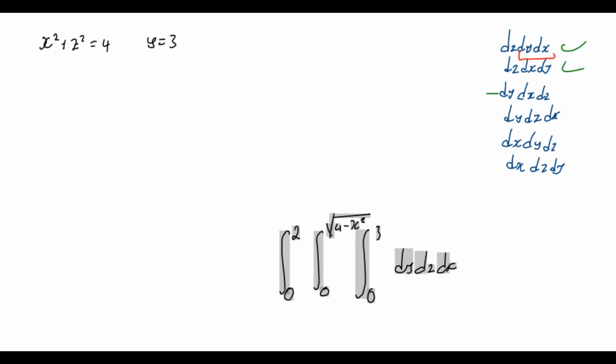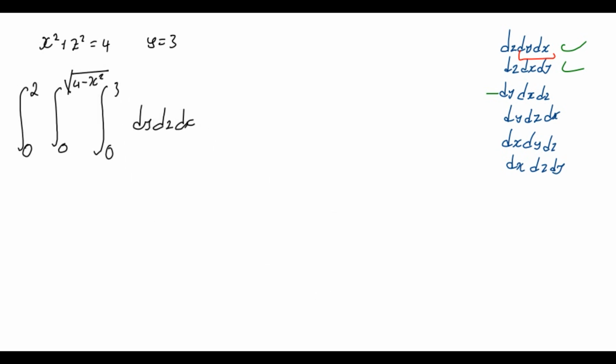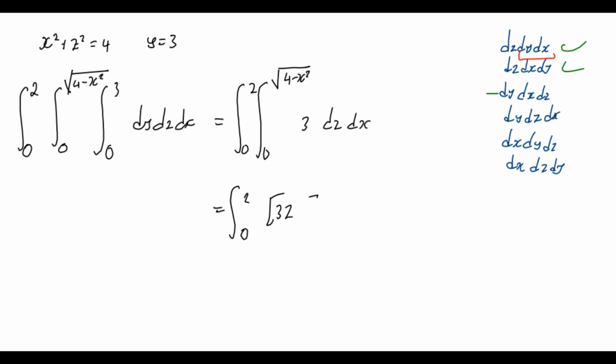This is what we have. Then let's see what this takes us to. So when you do the integration, you say from 0 to 2, 0 to the square root of 4 minus x squared. When you integrate with respect to y, you're going to get a y. Evaluate from 0 to 3, you're going to get a 3 dz dx. Then integrate with respect to z, you're going to get 3z from 0 to the square root of 4 minus x squared.